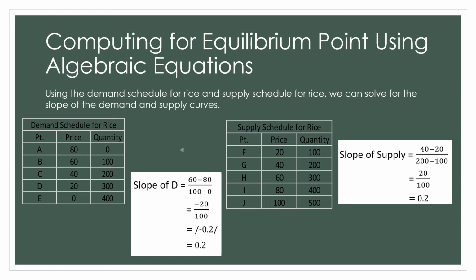Okay, so as you can see there, the slope has a positive value because the price and the quantity have a direct relationship when it comes to supply. So as the price increases, suppliers will supply more, the quantity supplied is higher also. It also increases.